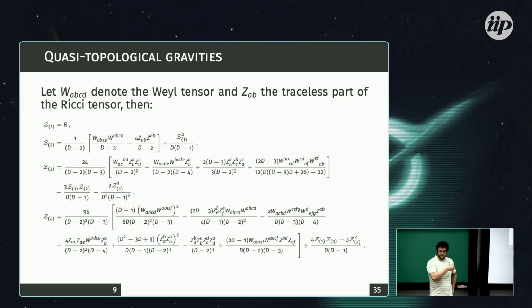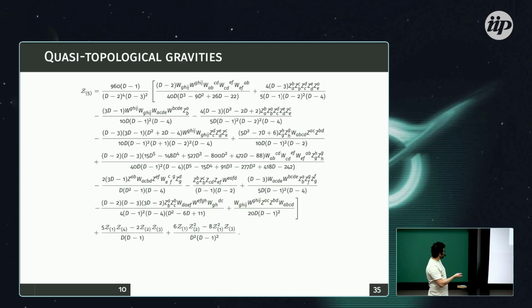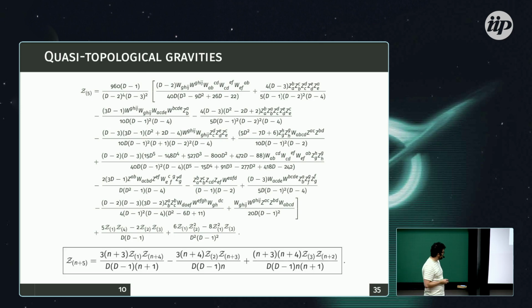So for example, in 5 dimensions, it's non-trivial, whereas cubic Lovelock would be trivial in 5 dimensions. This is the quartic, and you may be wondering why I'm showing you so many of these. This is the quintic. As you see, this is a mess. But what happens is that you can construct them recursively. If you have the first 5 densities, you can show that a density defined by this recursive formula is also a quasi-topological theory. So you can build them at arbitrarily high orders.